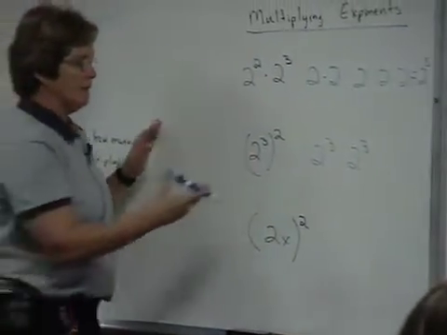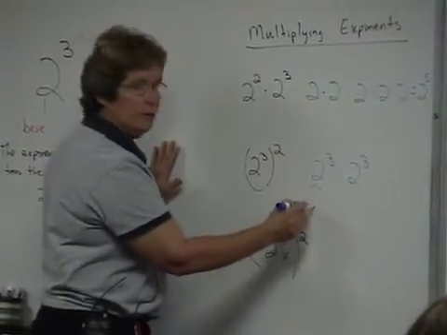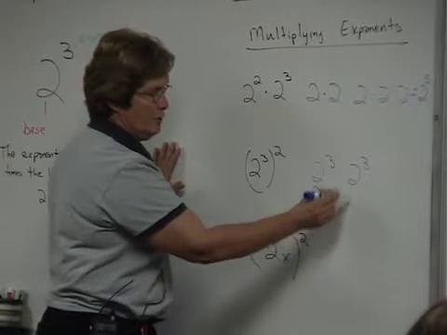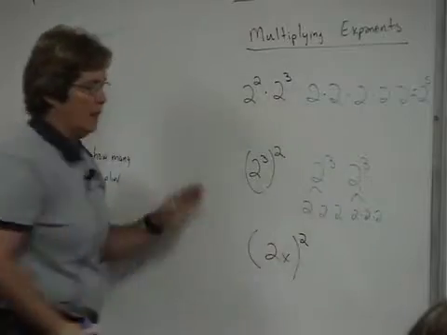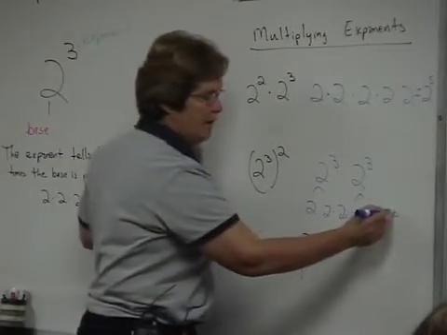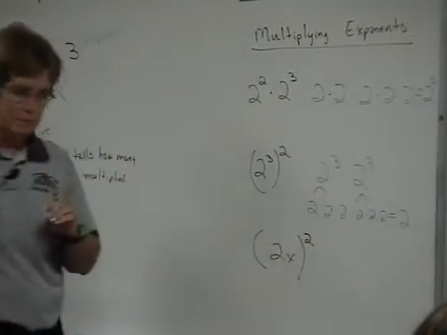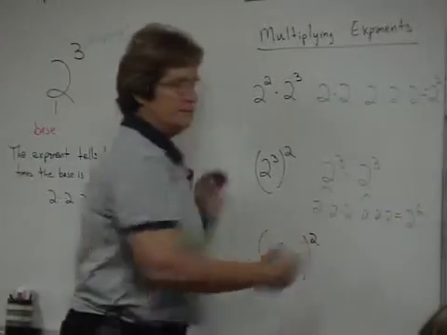Well, we can even break this down further. What is this? 2 times 2, and this is 2 times 2 times 2. And what do we get here if I write it as a final power? 2 to the 6th power. 2 to the 6th power. Okay?